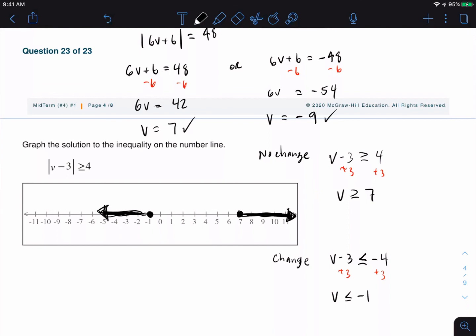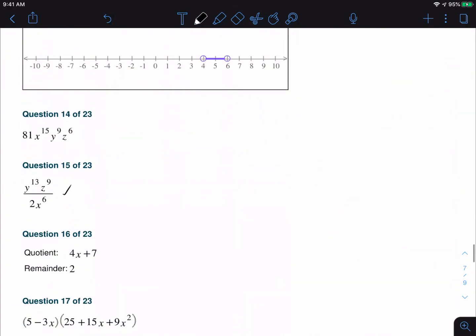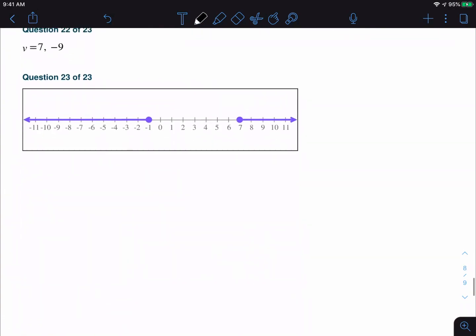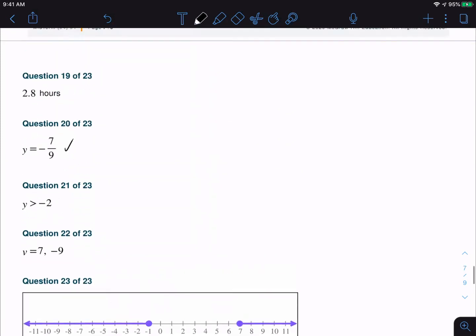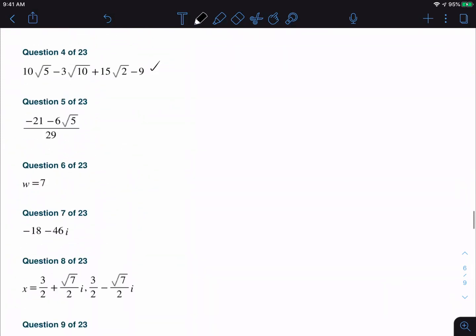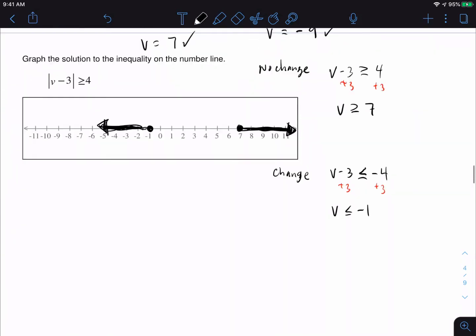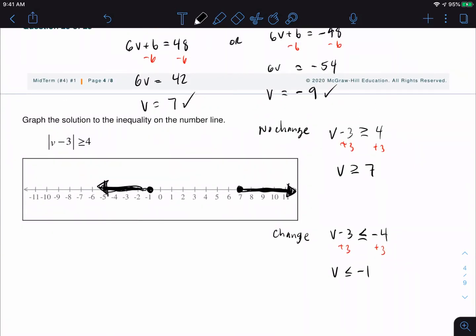All right, let's make sure that we got it right. 7 and negative 1, and we got it right. Cool? Yes. All right, that is the 23 problems for the practice exam. I hope you guys found it beneficial, and let me stop the recording.